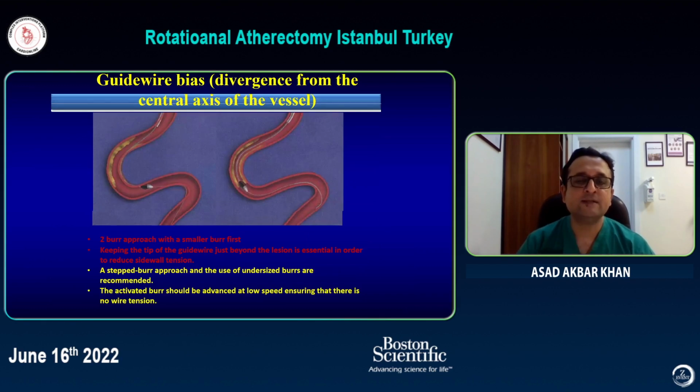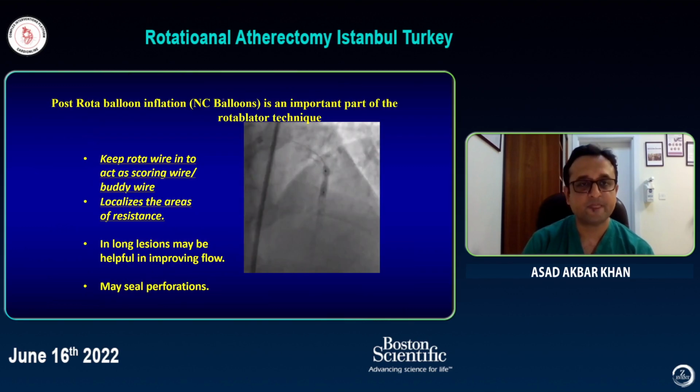So there are two things that you should do if you see a tortuous vessel. Number one, go with a smaller burr first, because that will reduce the risk of complications. And secondly, rather than doing the typical burring where you keep your wire as far deep inside the vessel as possible, you bring the soft part of the wire back to just below the disease segment, and that will make your wire more coaxial and make your ablation a bit safer.